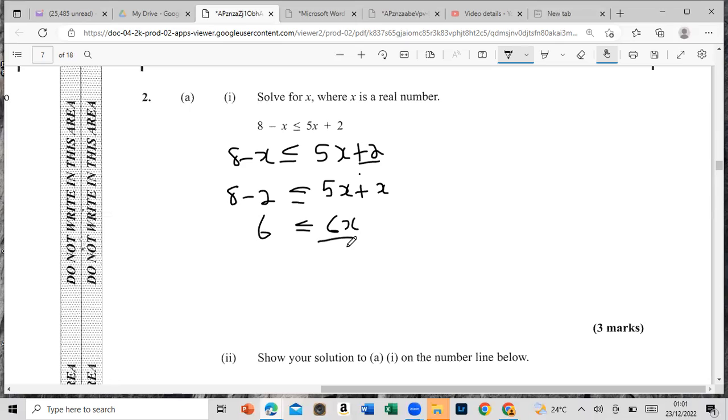We're supposed to divide by 6, guys, because we are solving for x.